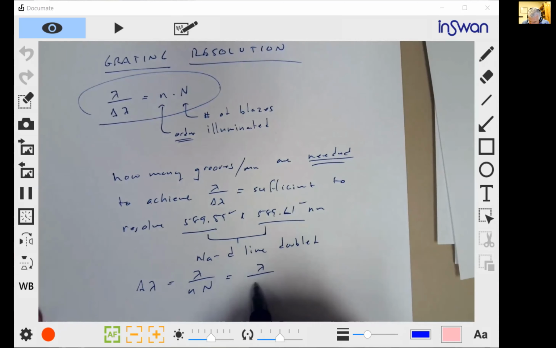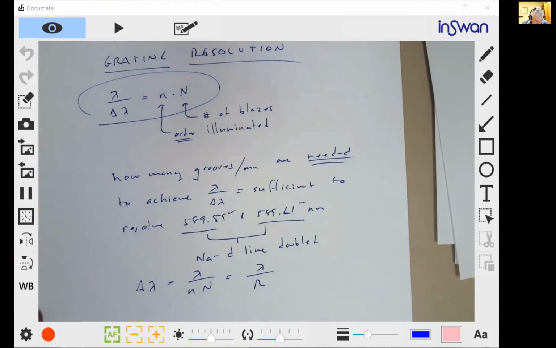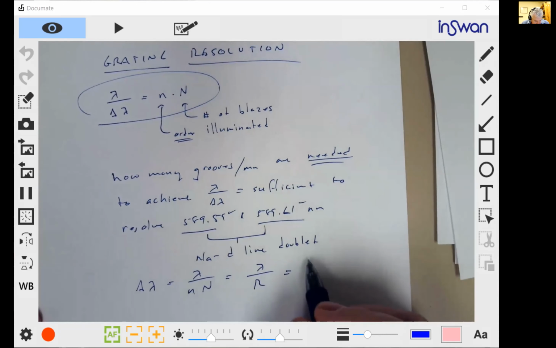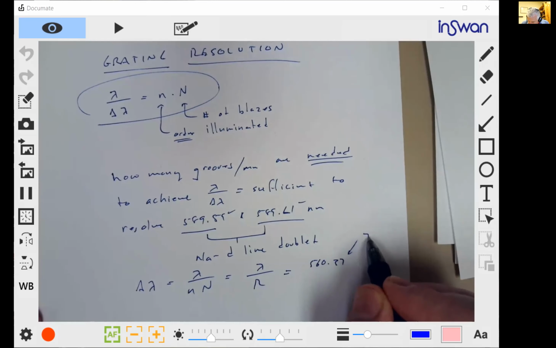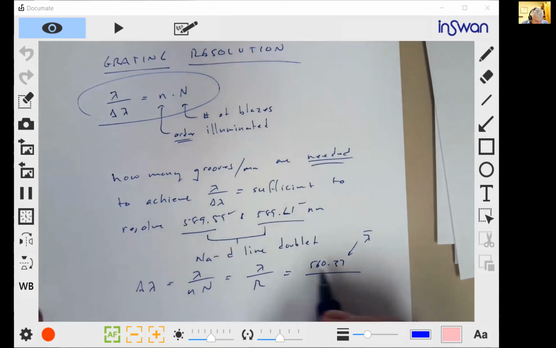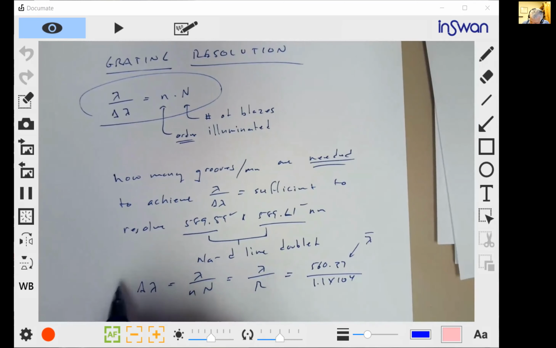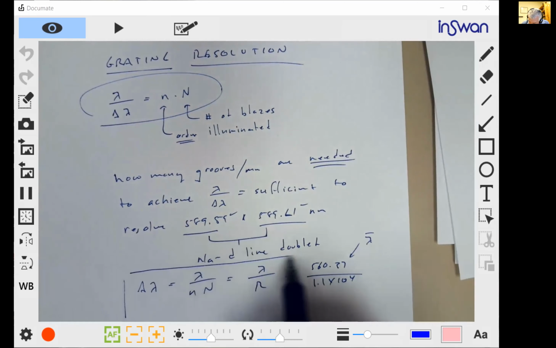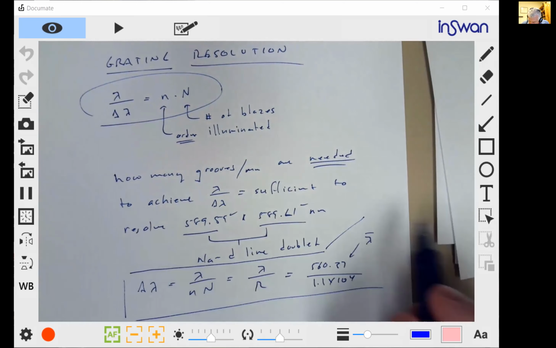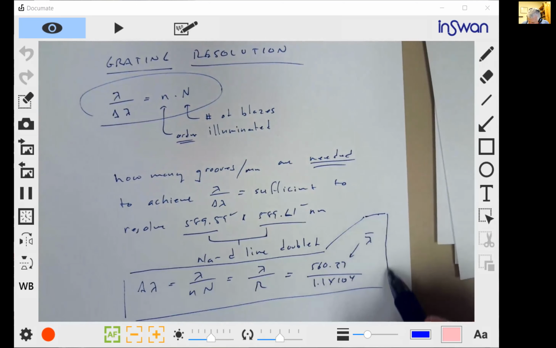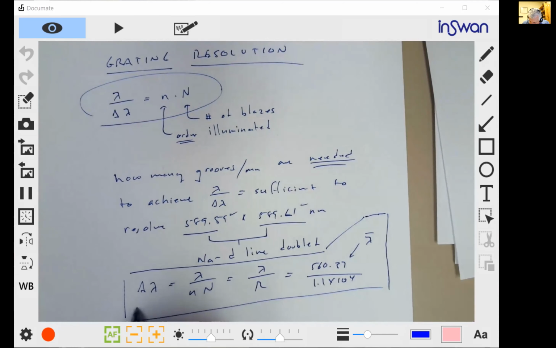And that's equal to lambda over R, right? And so that's going to be 560.37. This is the average lambda. It's not important that you use that. And then this is, I don't know, 1.1 times 10 to the fourth. So this is one way to do this. I see also that this is the second of two problems.